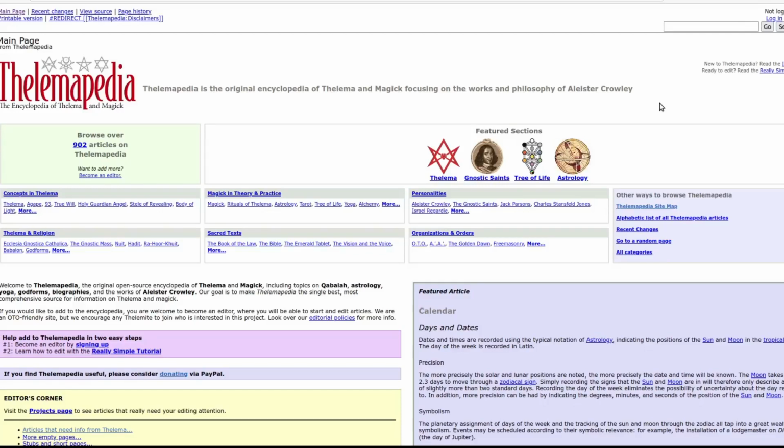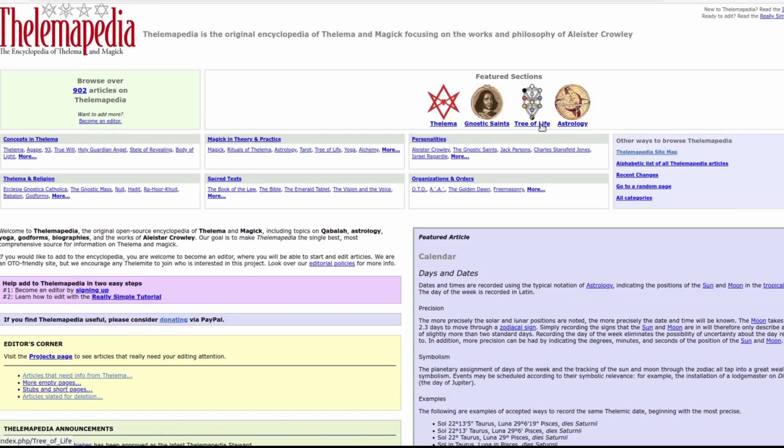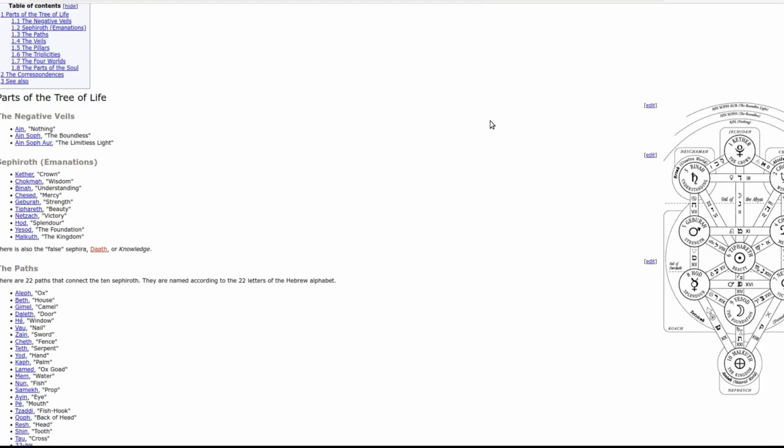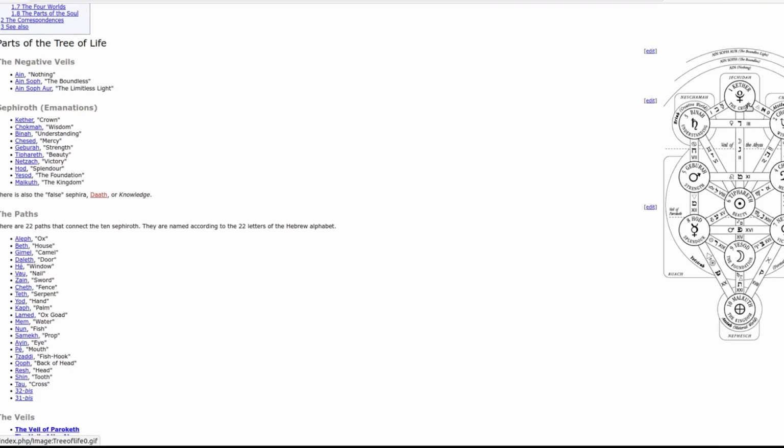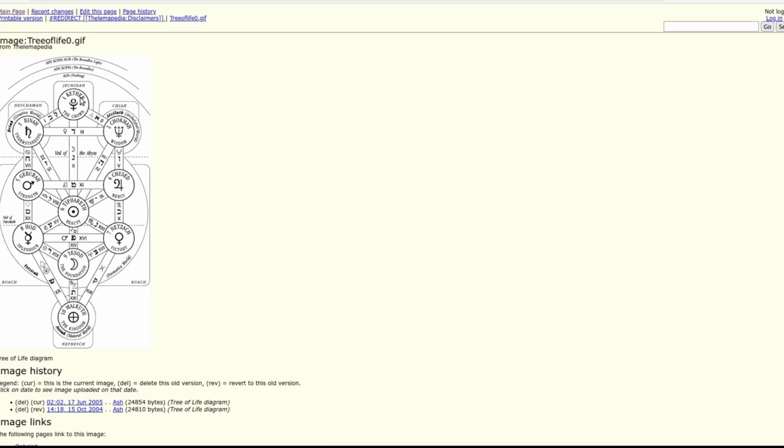So here I am at thelemapedia.org, and I'll put a link to this. It's a good wiki, or a good source, if you're interested in, for example, understanding some archetypes. If we click the Tree of Life here, I imagine you probably understand what this is. This is the Qabala. Of course, you can think this is the top of the head, and this is the bottom of the feet, or the bottom of the body, the base.